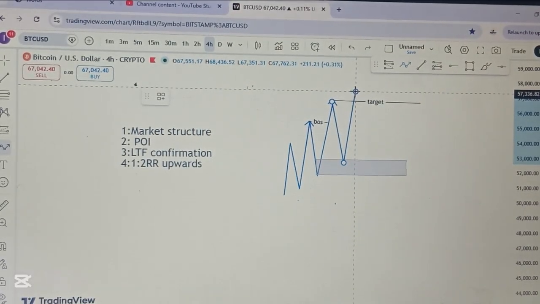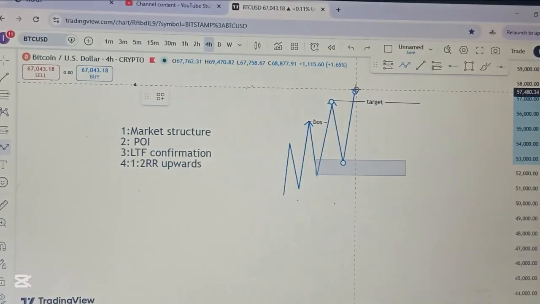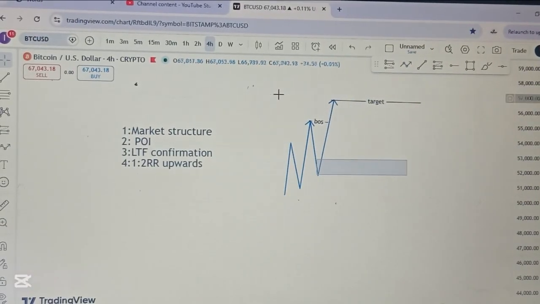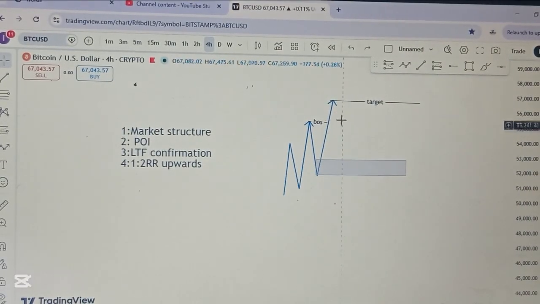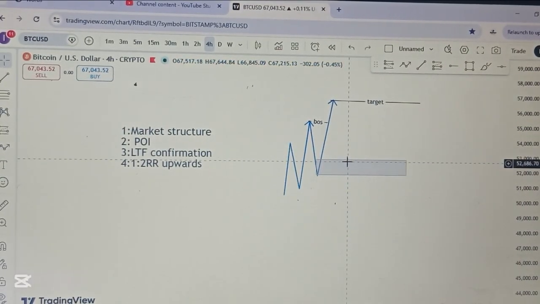Now in terms of lower time frame confirmation, we know that when the market is coming down, it does not just come straight, right? So when you wait for the market to come to the zone that you are waiting to take a trade from, then eventually when the market comes to your zone, it's time for you to go to a lower time frame confirmation before taking the trade.